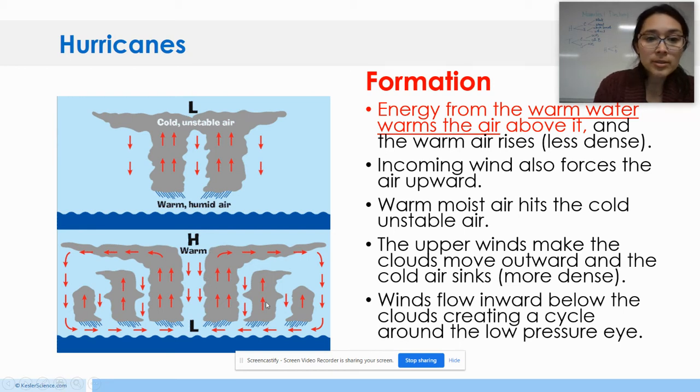So you're going to see that the air is heating up. It starts to cool down and goes back down, and then it goes up again and starts to cool down. And it does that on either side of the low pressure system, creating a circular pattern.